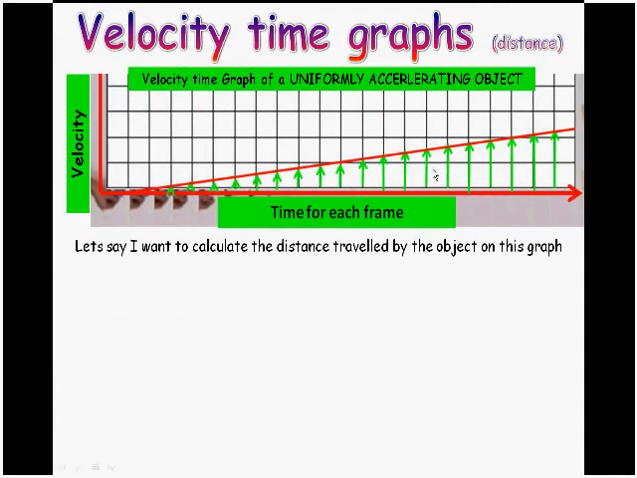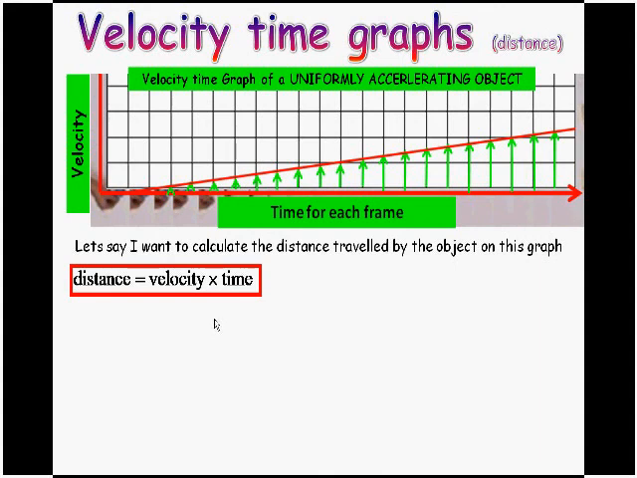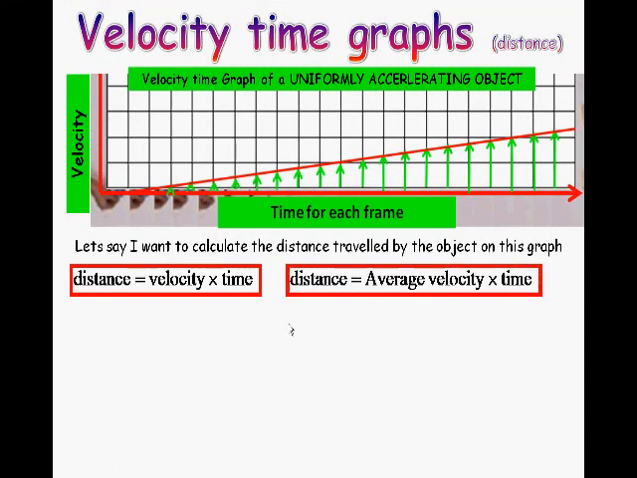Zoom in on the graph a bit, make it easy to interpret. And this time I want to calculate the distance travelled by the object in the graph, but the entire graph. I want to know how far the object has travelled in the entire amount of time that's represented on this graph. So again, use the formula we derived earlier.